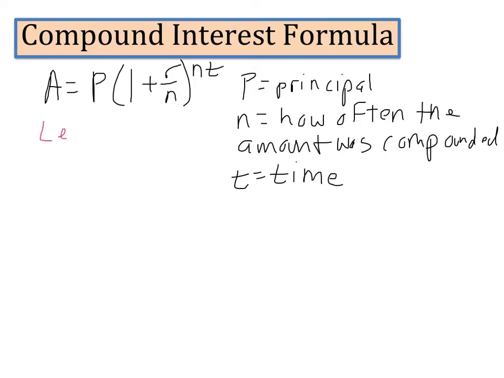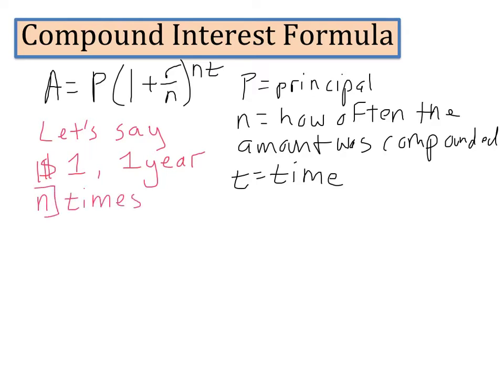So now, let's say I invested $1 over 1 year and it compounded n times. I'll leave this as my variable. That would make my equation equal 1 plus 1 divided by n, raised to the n. And t is just 1 because it's 1 year.